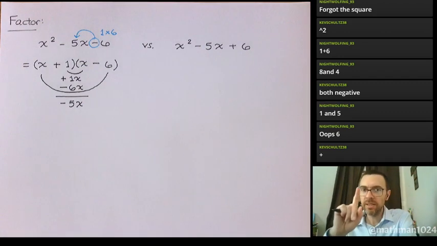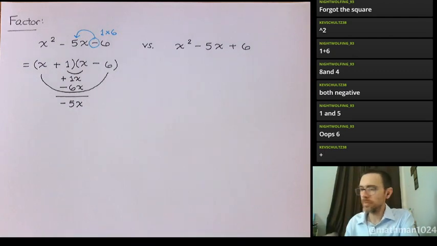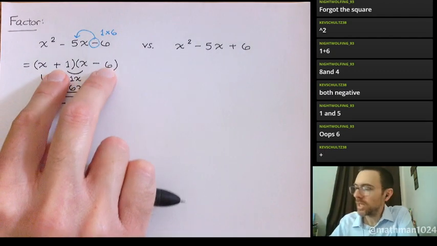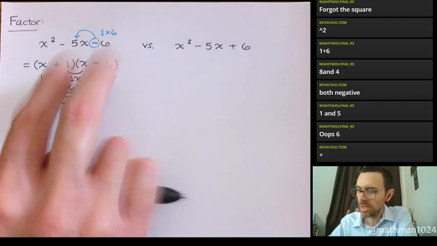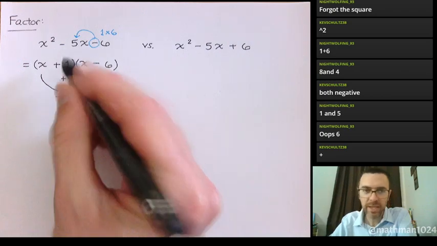Everything checks out. Now, I say everything checks out, but let's make sure you understand everything checks out. Positive 1 times negative 6 gives a negative 6. And you see here that when we add these guys, we get the negative 5x.